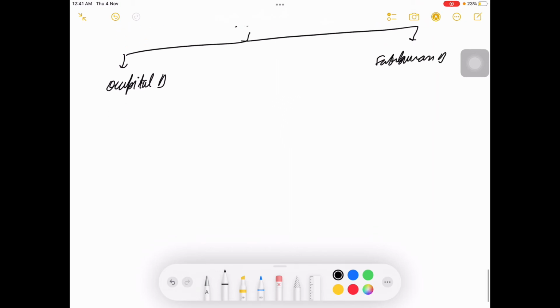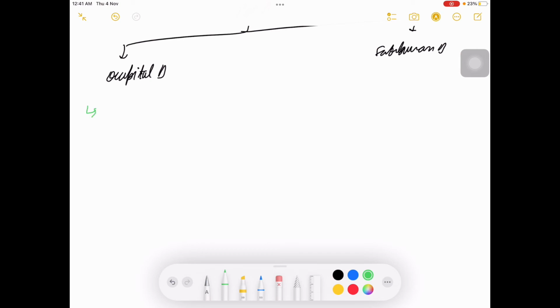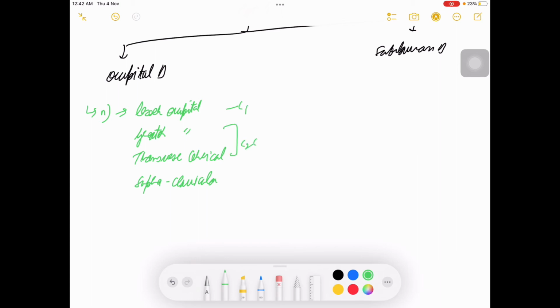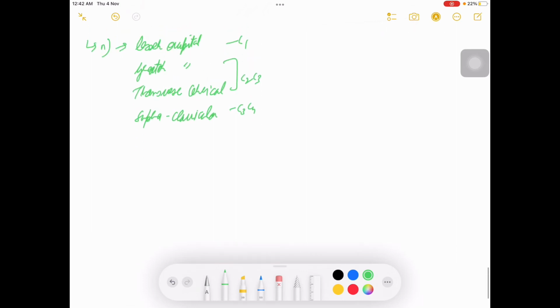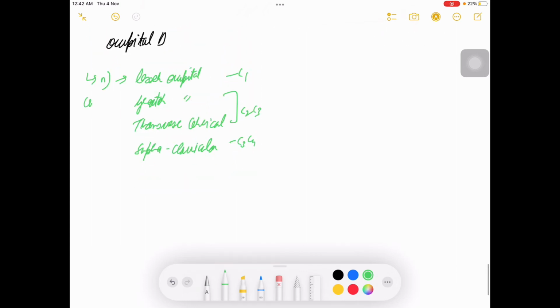Okay, now there are certain nerves that are present. So these nerves are again those 4 nerves: lesser occipital nerve, greater auricular, transverse cervical, supraclavicular. That's why I said remember these. Now remember the root values. It's easy. And these were the cutaneous nerves.